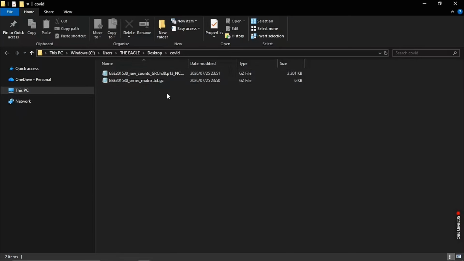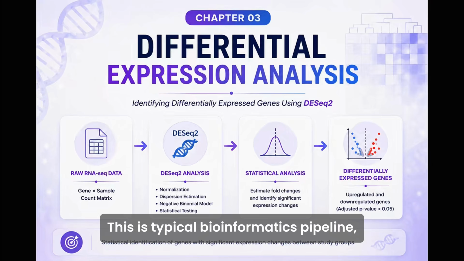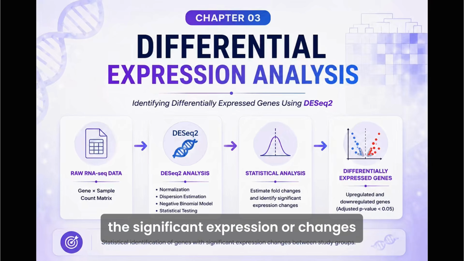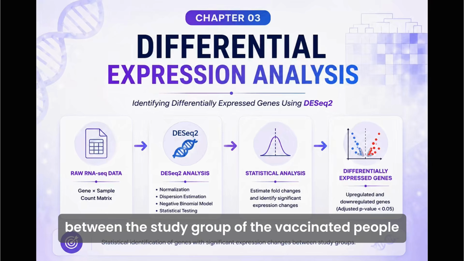So the next step is differential expression analysis. This is a typical bioinformatics pipeline, which is going to allow us to understand which genes were expressed and which genes were not expressed. We're going to find out how the vaccine has altered the level of gene expression in the human body. Basically, we are going to statistically identify significant expression changes between the study groups of vaccinated and unvaccinated people.